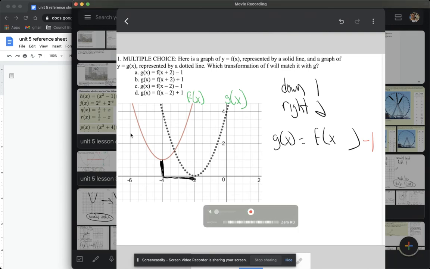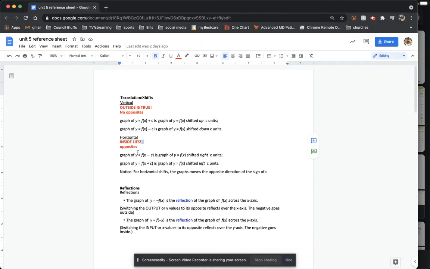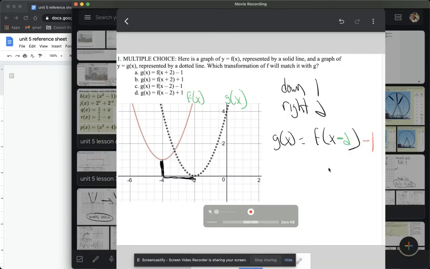The horizontal component was right 2. Okay. So if we go back to our notes, inside lies, so right 2 would normally be +2, but I'm going to do the opposite. So the opposite of +2 is -2, and that's what I'm going to put inside the parentheses. So that is going to look like this. Okay, f of x - 2, - 1.